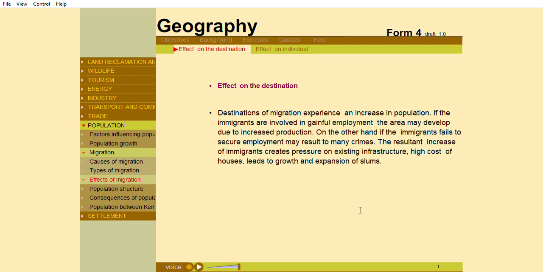Effect on the destination. Destinations of migration experience an increase in population. If the immigrants are involved in gainful employment, the area may develop due to increased production. On the other hand, if the immigrants fail to secure employment, it may result in many crimes. The resultant increase of immigrants creates pressure on existing infrastructure, high cost of houses, and leads to growth and expansion of slums.